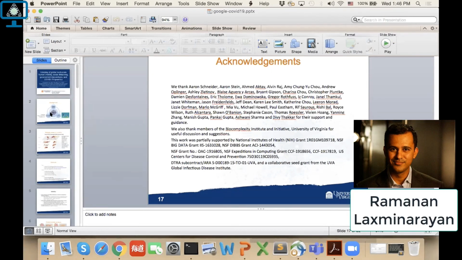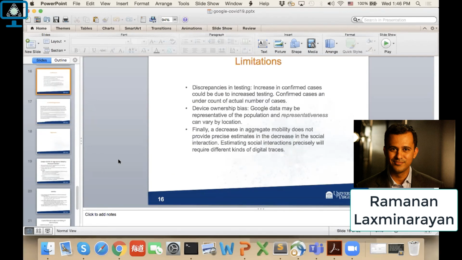Madhav, I have a question. Yes, please, Ramana. So very, very interesting analysis, and I think this is a really nice way to go about it. Obviously, the limitations are there. Now, how much can we correct for bias in the mobility data because of ownership of mobile phones and so forth, or smartphones that may be representative?